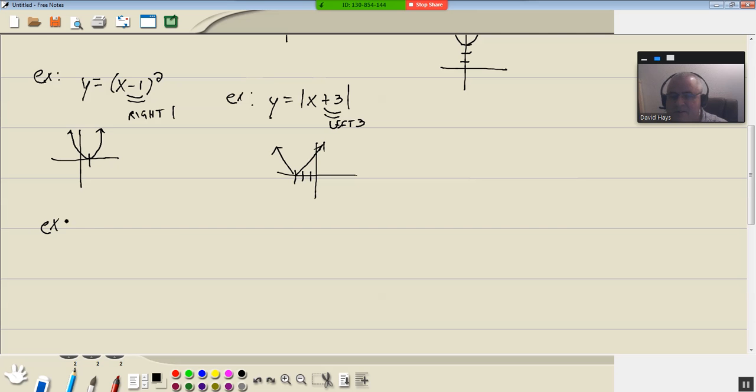Now for reflections. If you have a negative out in front, this is going to reflect, it's going to shift across the x-axis. Now our x squared looks like this. When we reflect it across the x-axis, it's going to look like this right here.